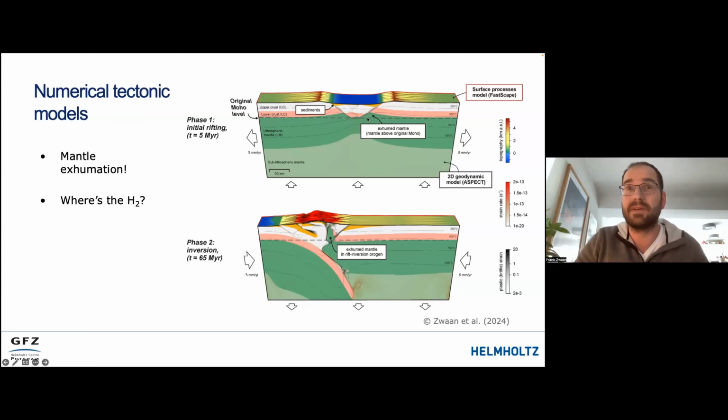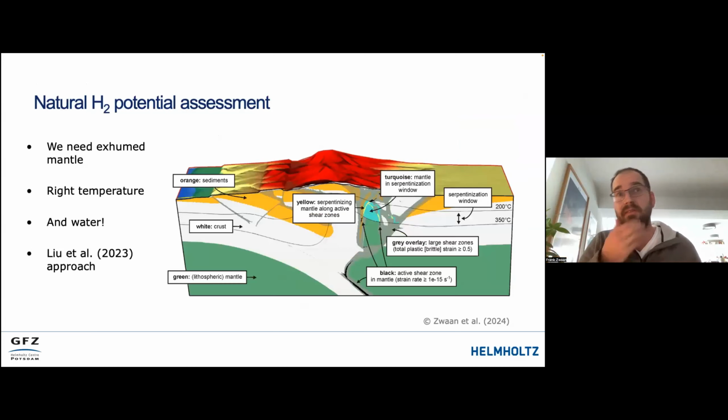That happens in a rift system, but also during inversion. So you can have a piece of mantle, but we're not there yet. We need to understand where the hydrogen is. And therefore, first of all, we need this exhumed mantle, but we also need the right temperature and water to make this all happen.